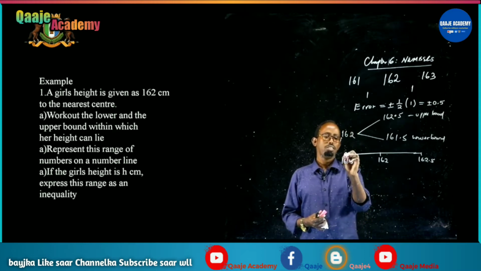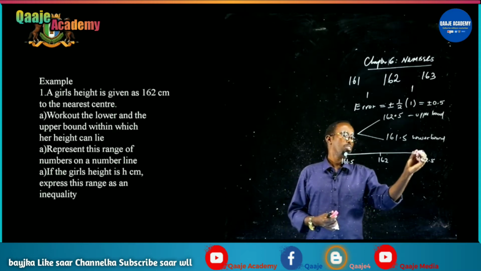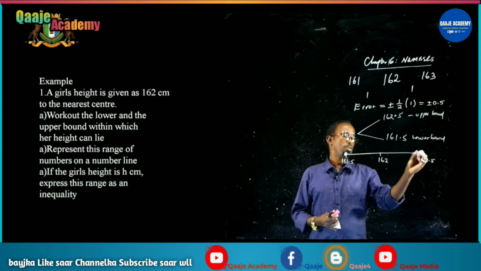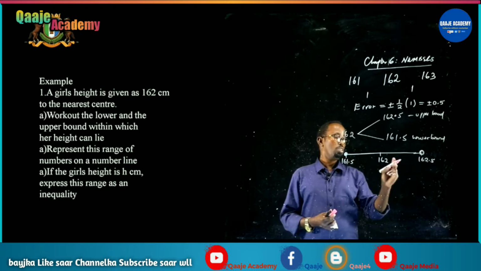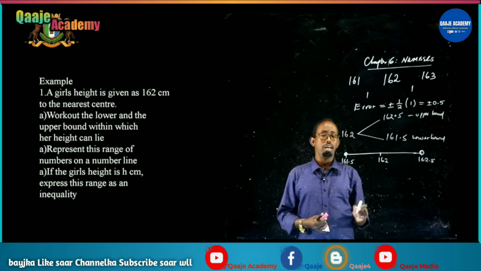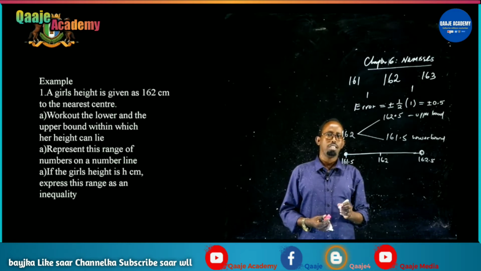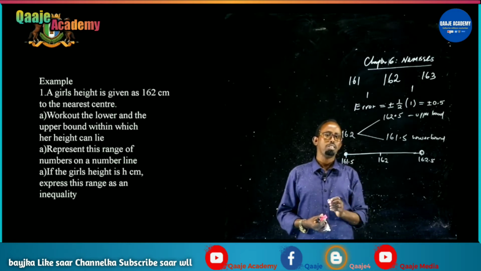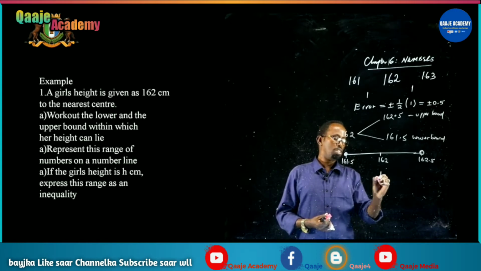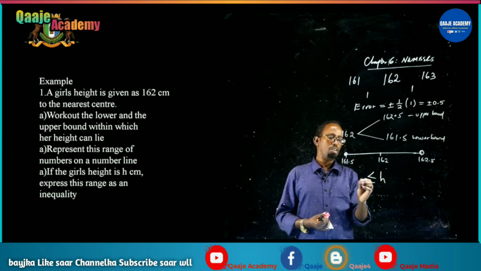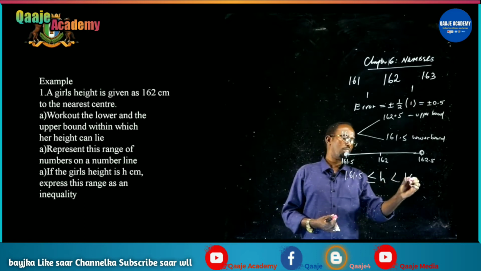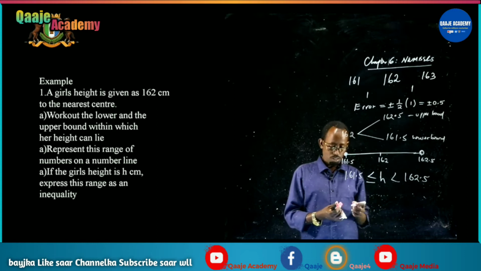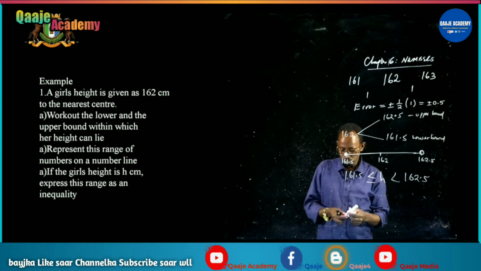I just circle this one, and I will be using an open circle here, because if I round off this one, it will become 163. So that is using the number line. The last one is, if a girl's height is h centimeters, express this range as an inequality. So h, which is the height of the girl, is greater or equal to 161.5 and less than 162.5.